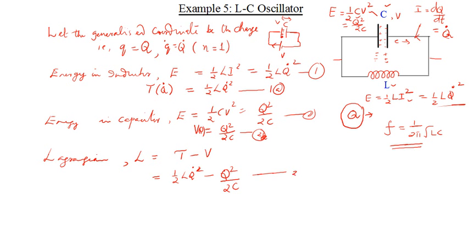The Lagrange's equation of motion is d/dt of (∂L/∂q̇) minus ∂L/∂q is equal to 0, where q is the charge on the plate. So that is our Lagrange's equation of motion. Now our task is straightforward. You have to just substitute it.